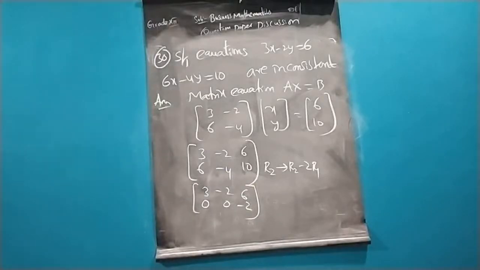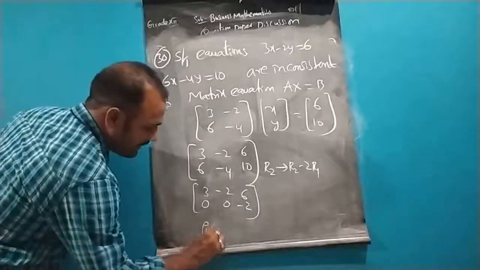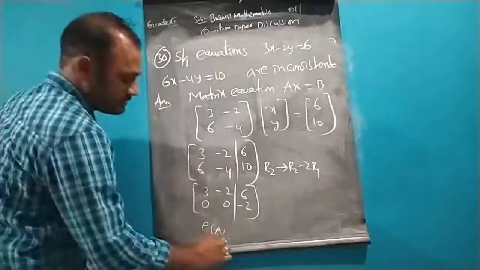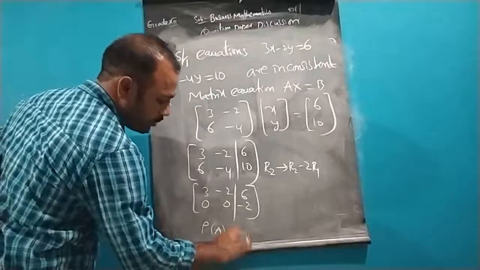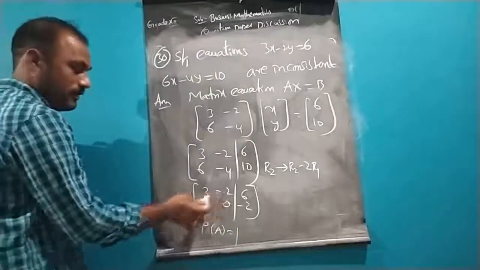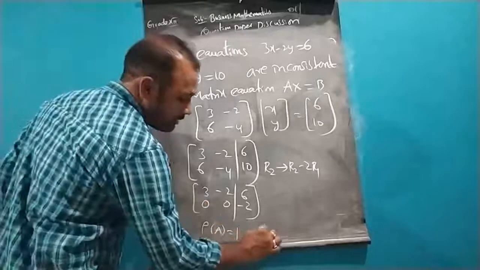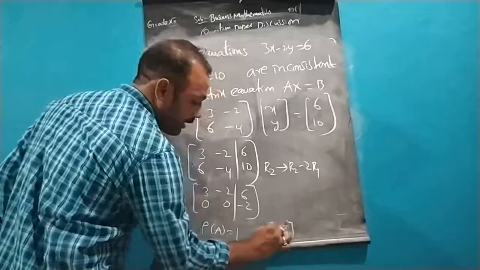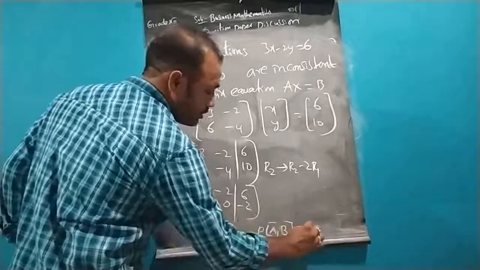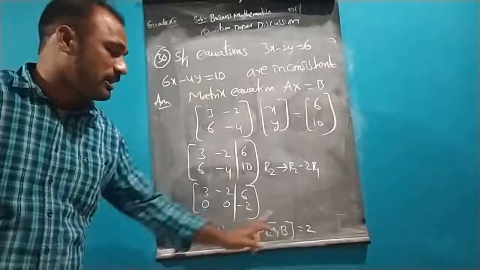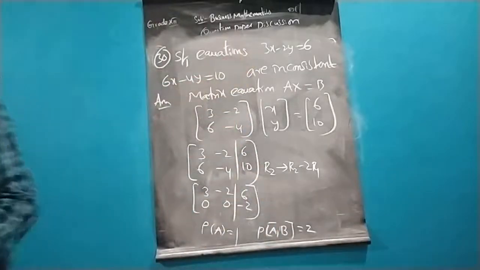So here I got the rank of the matrix A. This is the augmented matrix. So the rank of the matrix is 1. Why? Because since I got a 0 row, I will call the rank as 1. Then the rank of the augmented matrix, that is [A, B], is 2. So the rank of the matrix is not equal to the rank of the augmented matrix, then the solution will be inconsistent.